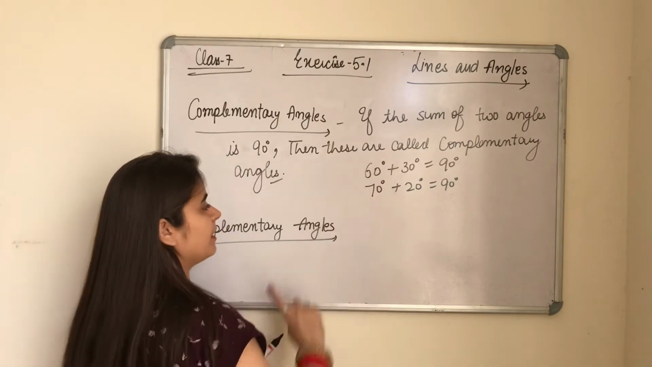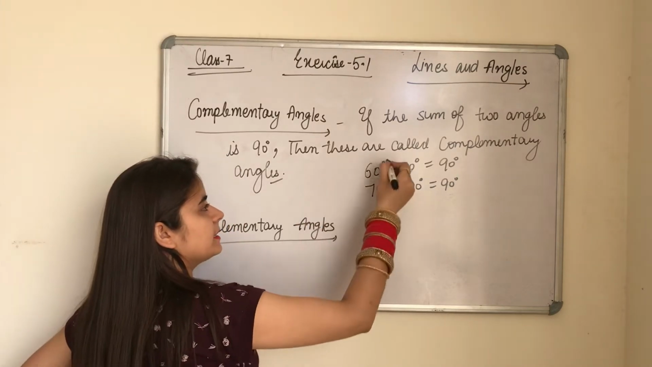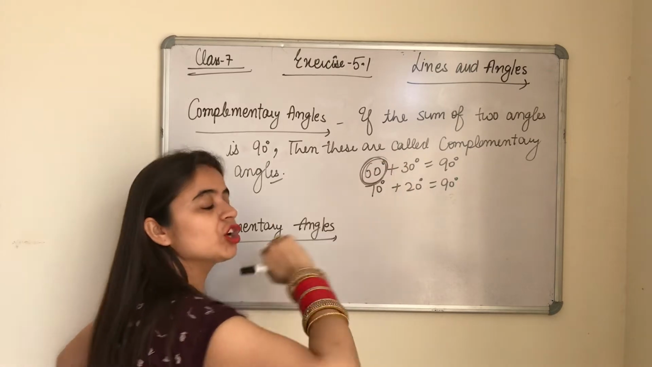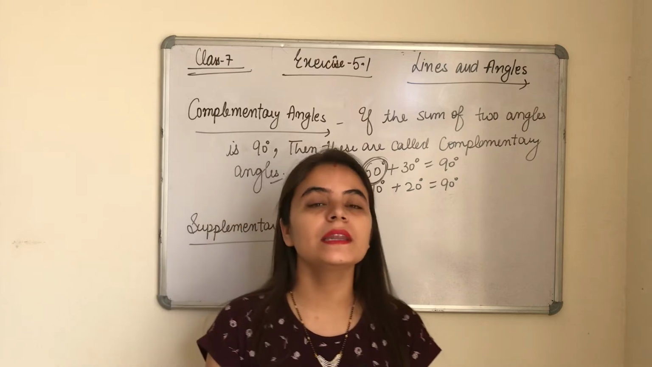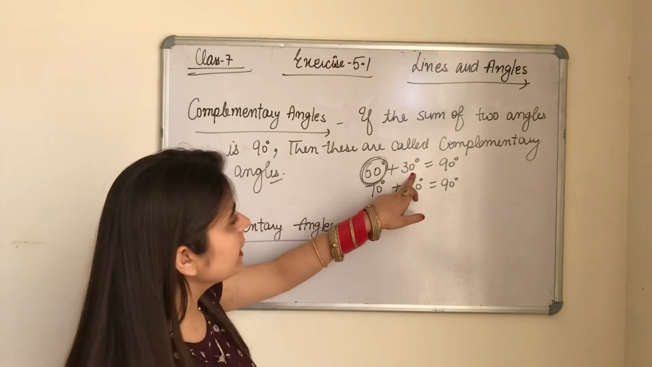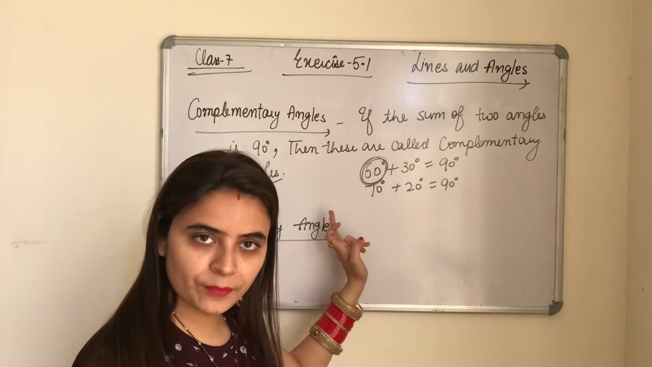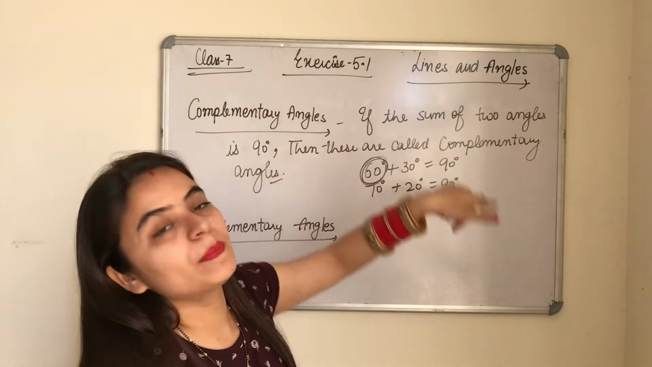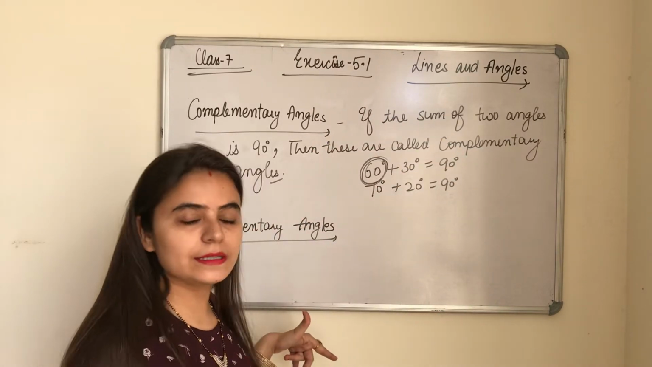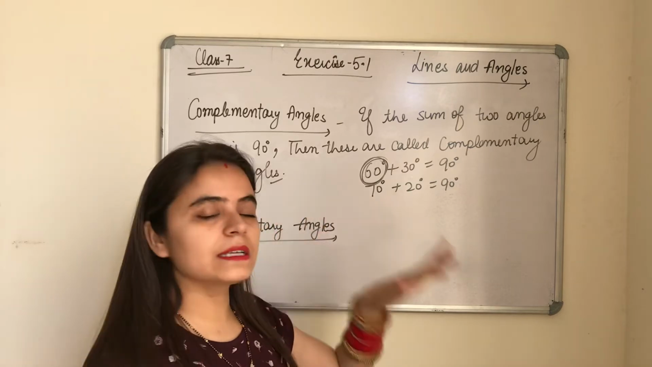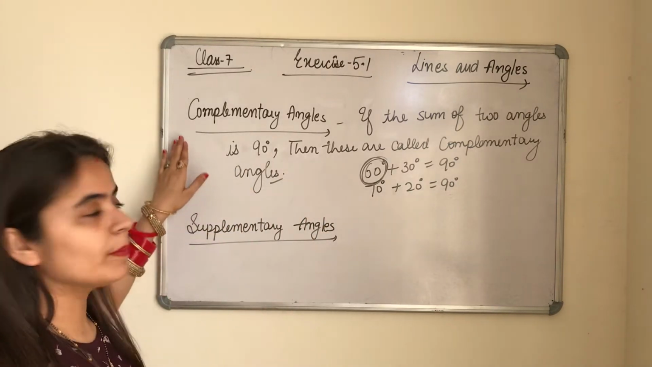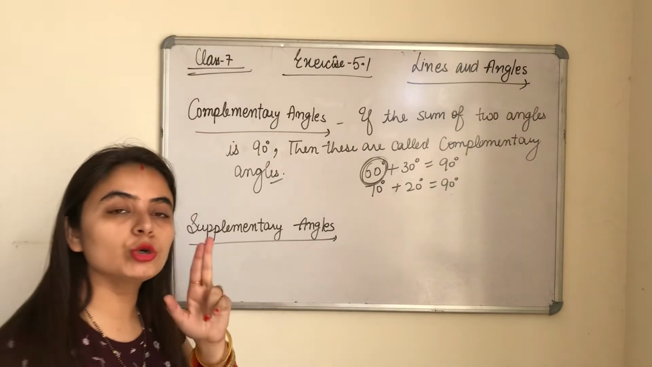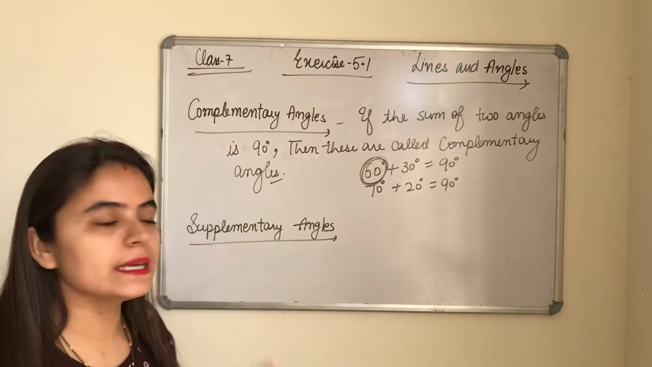Like if I want to find the complement of 60, complement of 60 means what should we add to 60 so that it becomes 90. So 30 is the complement of 60 and 60 is the complement of 30. Is it clear? One angle is called the complement of the other angle. I am again repeating it. Complementary angles are those angles whose sum is 90 degrees.